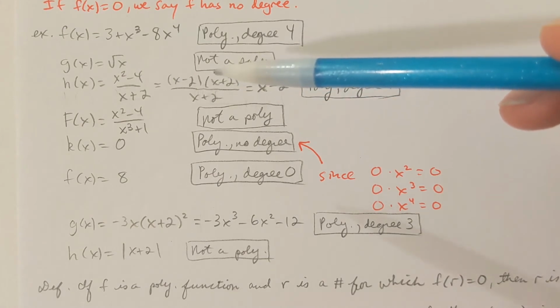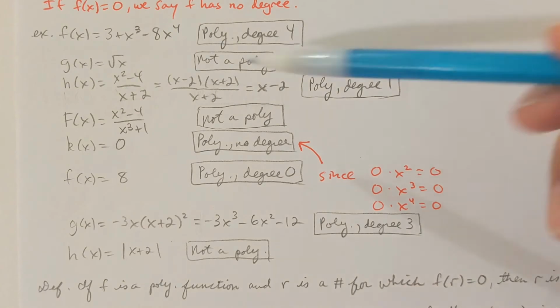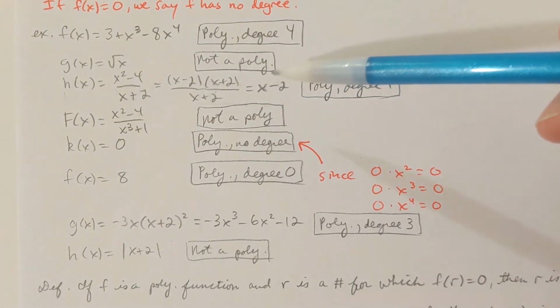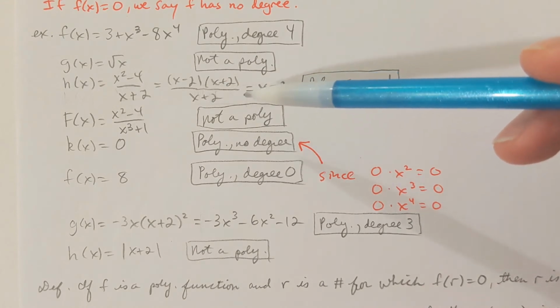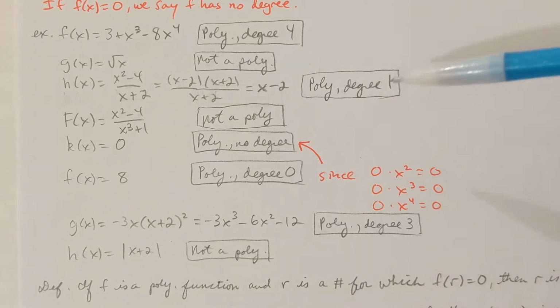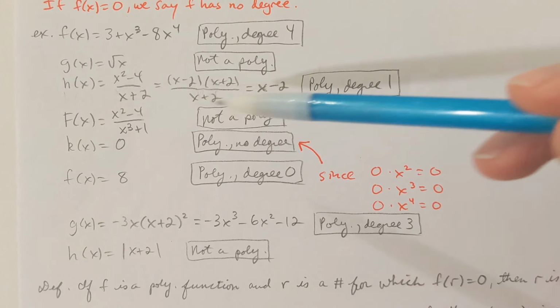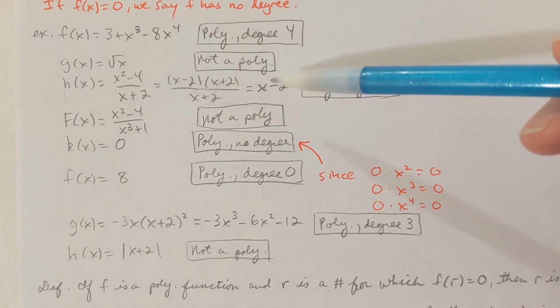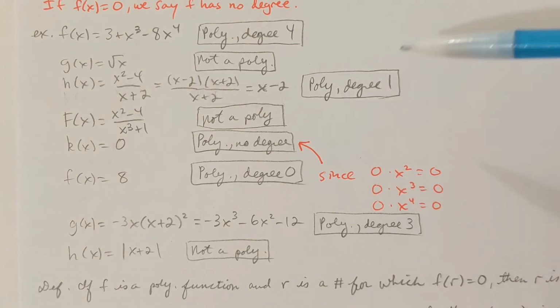If we have h of x equals (x squared minus 4) divided by (x plus 2), the numerator is going to factor nicely for me as (x minus 2) times (x plus 2), divided by (x plus 2). The x plus 2's will cancel, leaving me with x minus 2. So this is a polynomial of degree 1. 1 is the largest power of x that I see, and this is a polynomial.